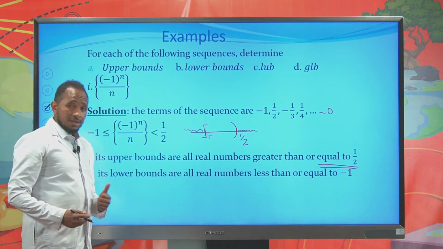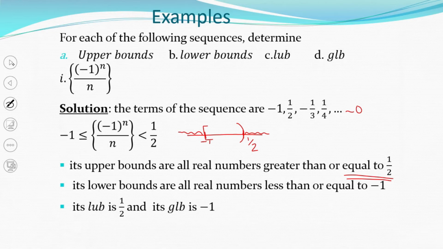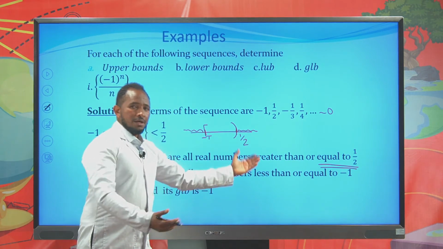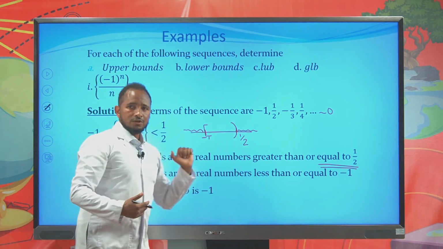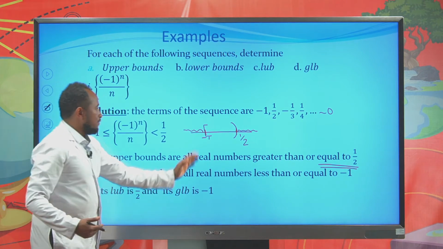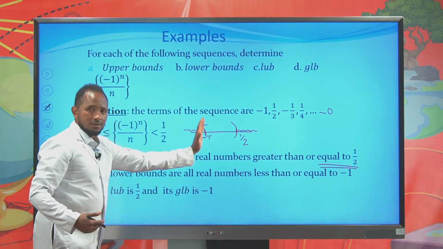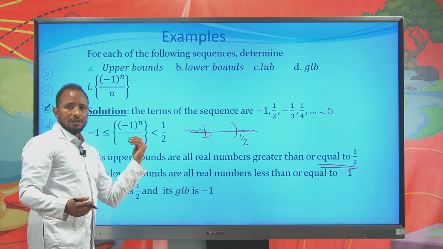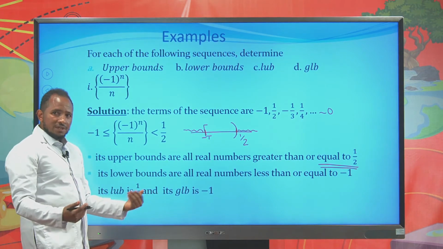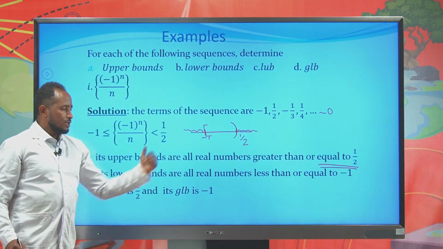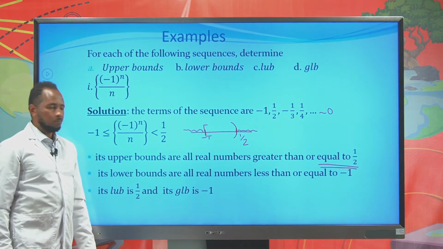So from this set, the least upper bound: all numbers greater than or equal to 1/2 are upper bounds. From these upper bounds, the smallest number is 1/2. Therefore, 1/2 is the least upper bound. And for the lower bounds, they are numbers which are found below -1, including -1. Therefore, from this set, the greatest lower bound is -1. Therefore, the GLB of this sequence is -1.